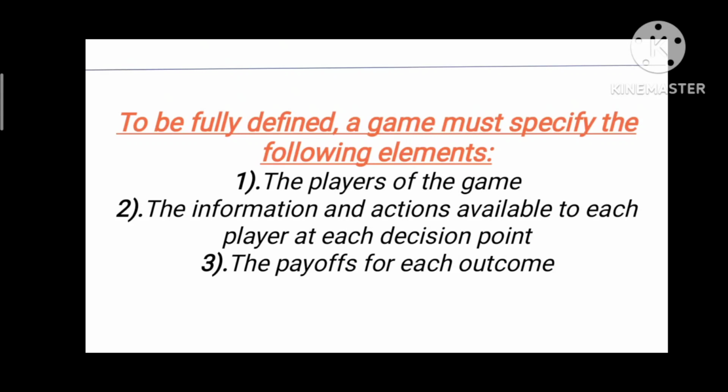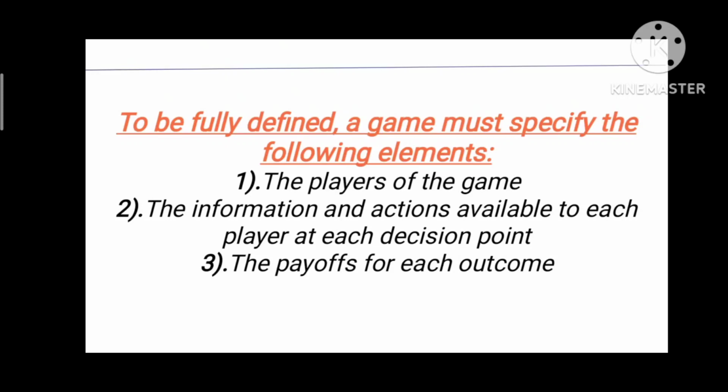To be fully defined, a game must specify the following elements. If we talk about games, a game must have three main points. The first is the players of the game. There should be a minimum of two players to play a game. For example, in chess, if only one player plays, it cannot be a game and cannot be continued. If two players are there, it can be continued. In carom, a minimum of two players is compulsory, and four players is a choice. If they want, they can join.